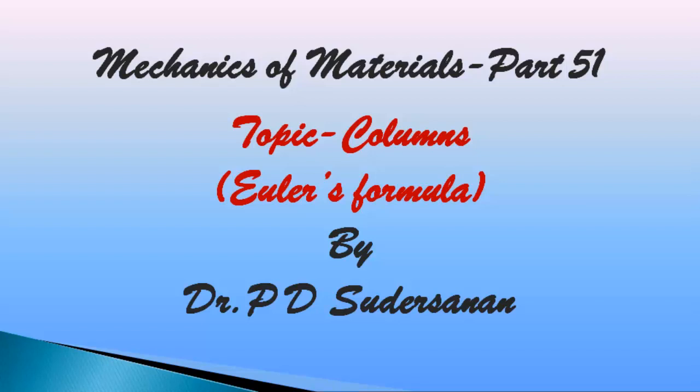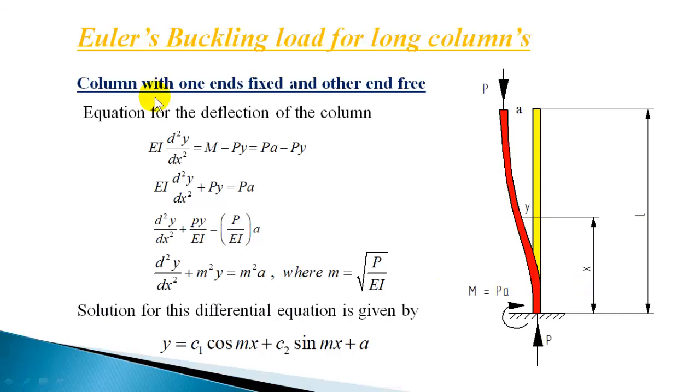In this class, I'll continue with the derivation of Euler's formula for a column with one end fixed and the other end free. Let us consider the case of a column with one end fixed and the other end free. It is firmly fixed at one end and the other end is free. There is no support at the other end, and the load is acting at the free end.